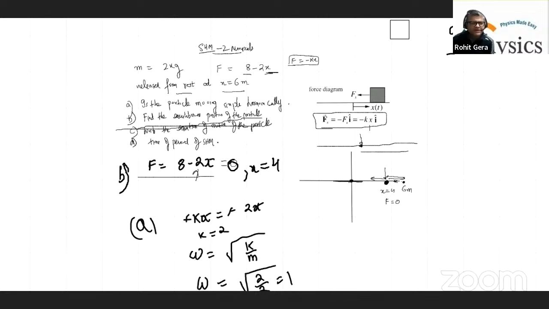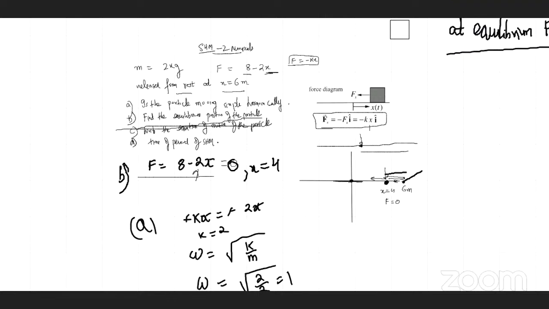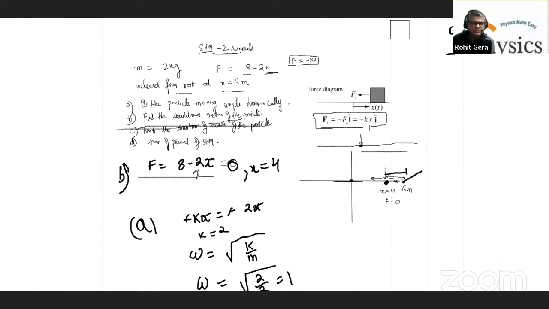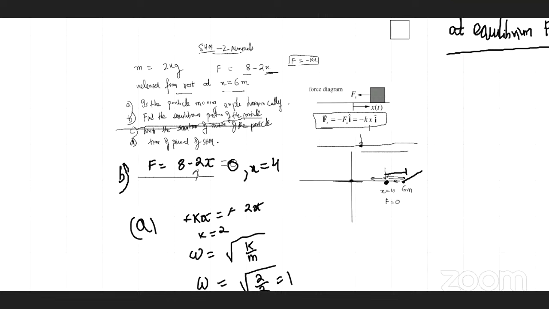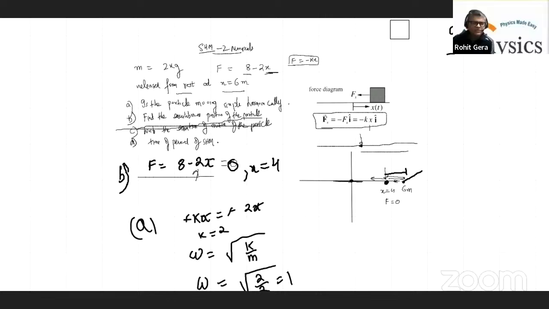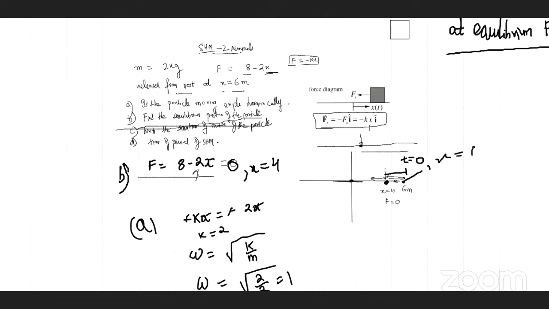And remember, it has been started at 6 meters. So it has been started on the right-hand side, exactly 2 meters away from the equilibrium, where t is equal to 0. At t equal to 0, the initial position is x is equal to 6 meters. A sin phi.